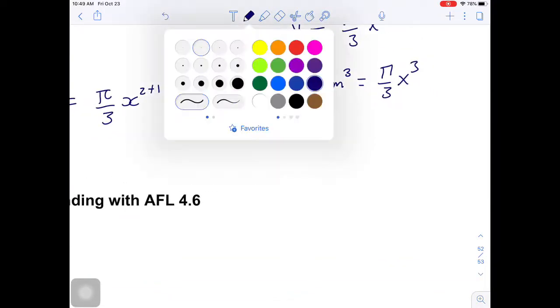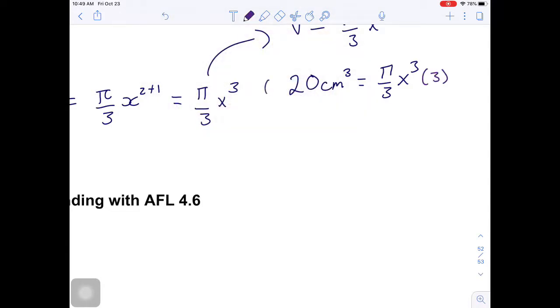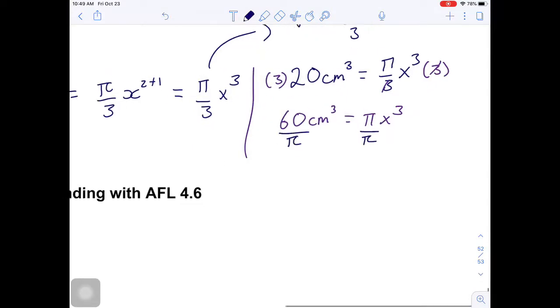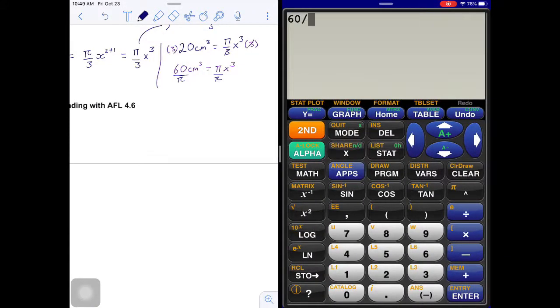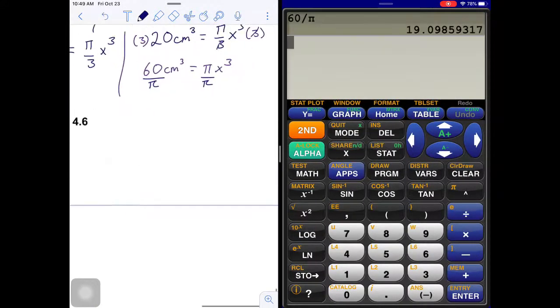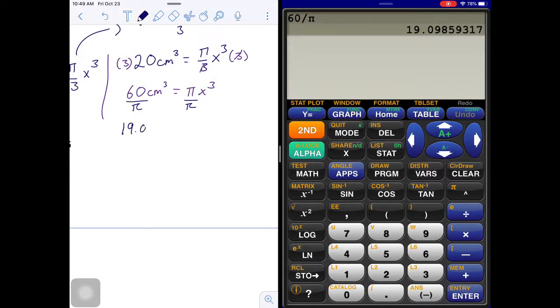And from here, you're simply solving for x. So the first thing I'm going to do is multiply both sides by 3. Okay, so 3 times 20, that gives me 60. And these cancel out, so I'm left with pi x cubed. Now I've got to divide pi from both sides. I'm going to take out my calculator here and do 60 dividing pi, and that gives me 19.0985 centimeters cubed.